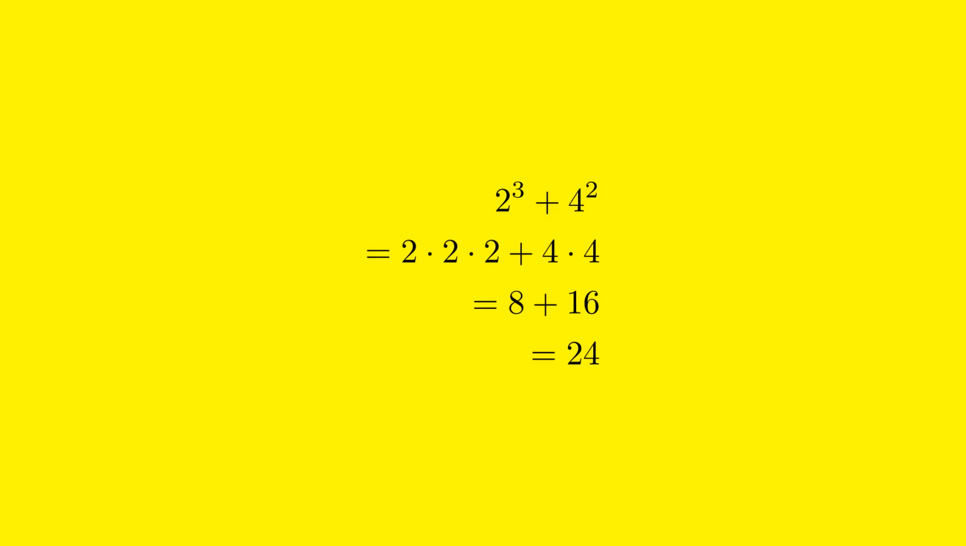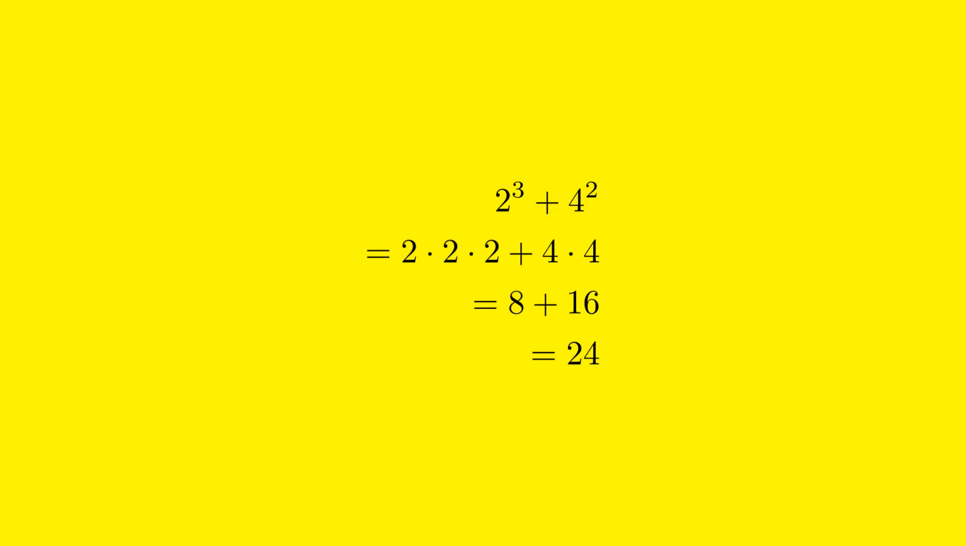Next, we move to the second part of the expression, 4 raised to the power of 2. This means we need to multiply the number 4 by itself a total of 2 times. So 4 raised to the power of 2 equals 4 times 4. When we calculate this, 4 times 4 equals 16. So 4 raised to the power of 2 is 16.